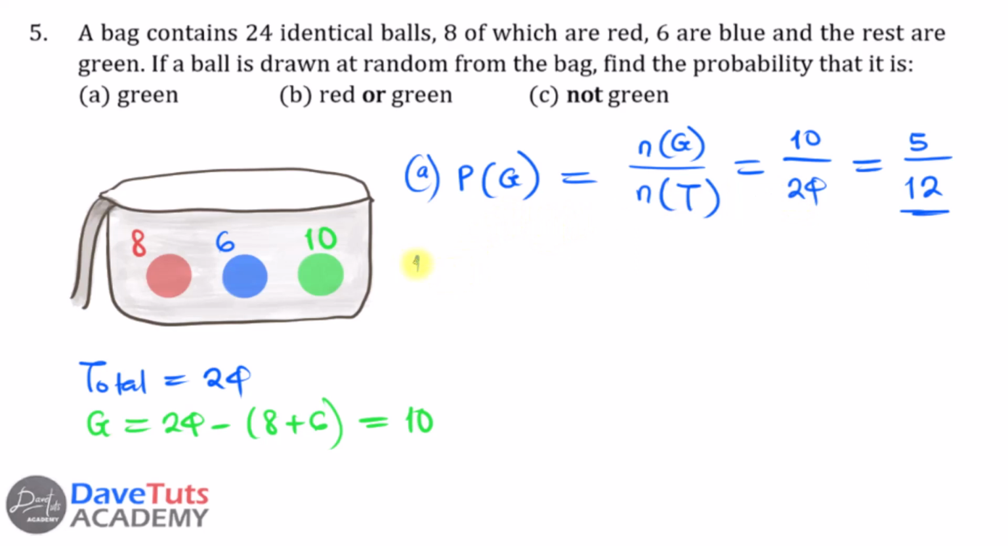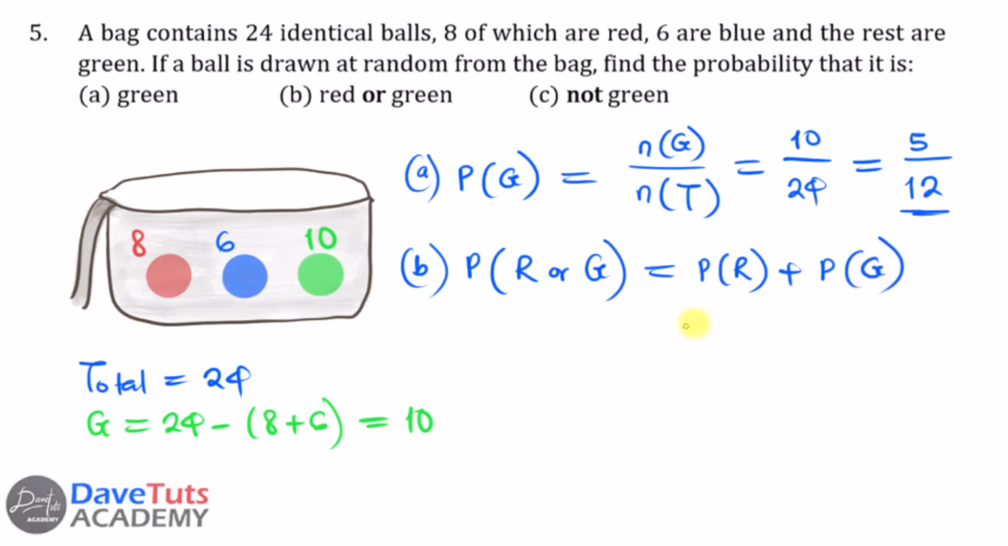Okay, now let's be careful here. In the second case, if a ball is drawn at random from the bag, we have to find the probability that it is red or green. Okay, so just a singular ball, but now we're looking at the probability of red or green, and that will be the probability of red plus the probability of green. Okay, so this is what we need to note.